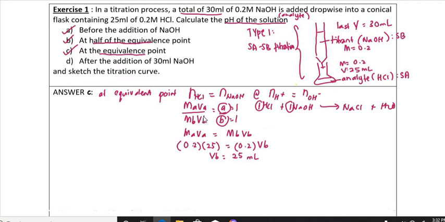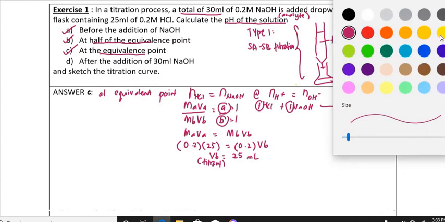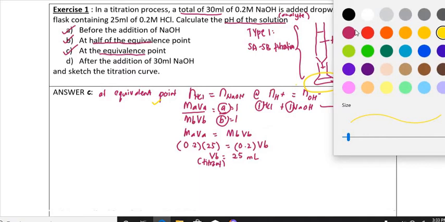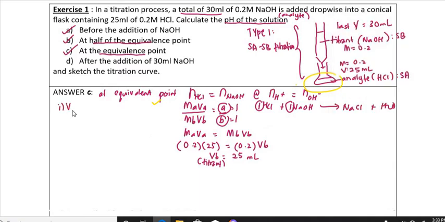Why I use this formula? Because it involves neutralization, acid and base. So this is the volume of the titrant added to the conical flask here. Okay, 25 ml added to the conical flask here and reach the equivalent point. So this is the first step. Okay, you find the volume base or volume titrant at equivalent point.